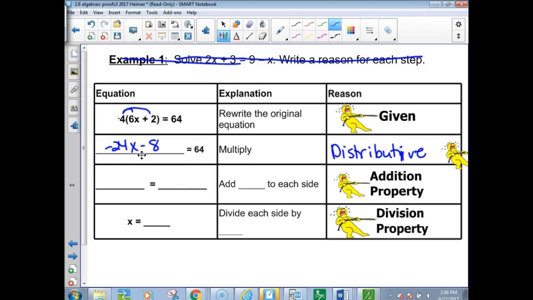Okay, and then after we would have distributed, you would have added 8 to each side. And that would have given you negative 24 times x equals 72. And that would be by the addition property. And then finally, we would have divided by negative 24. You can show that if you want to on your paper. You don't have to. And you would have given me the answer negative 3. X equals negative 3 by divide by negative 24 on each side, which is dividing, so you have the division property. Not all that bad.